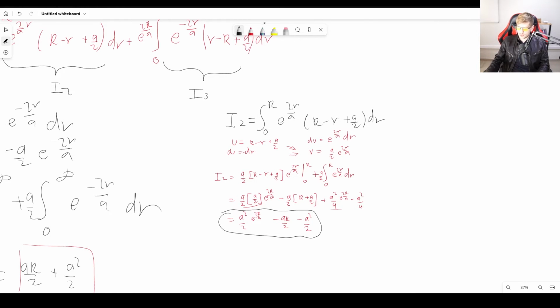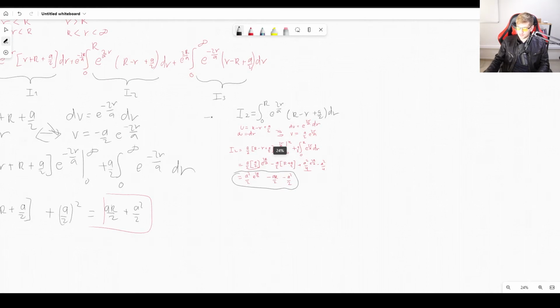Now let's go for integral number 3, which is that one right there. So let me rewrite it. So I3 is the integral from 0 to infinity of e to the minus 2r over a times R minus r plus a over 2 dr.